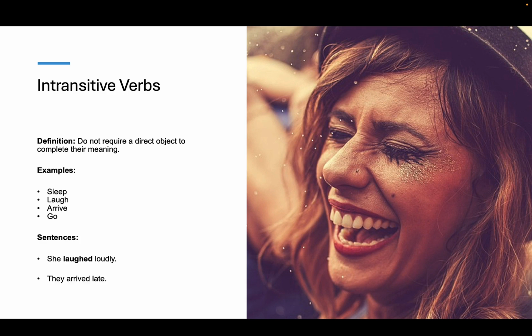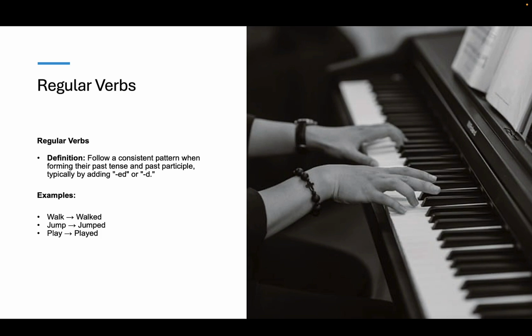What about this one here? They arrived late. What do you think about this sentence? The intransitive verb here is arrived because it does not need an object to complete the meaning. See, no object is here. As you can see, the intransitive verbs in these sentences are laughed and arrived. They do not need a direct object to complete their meaning, as the actions do not happen to something or someone.